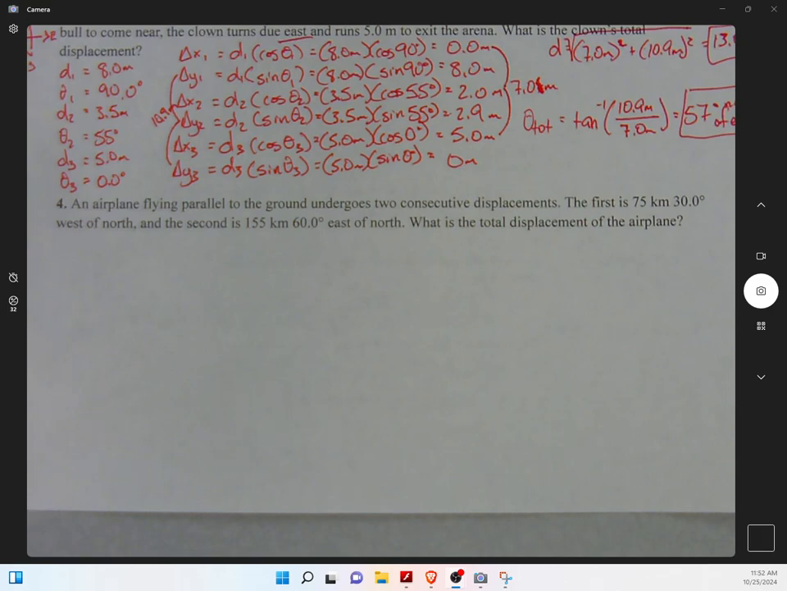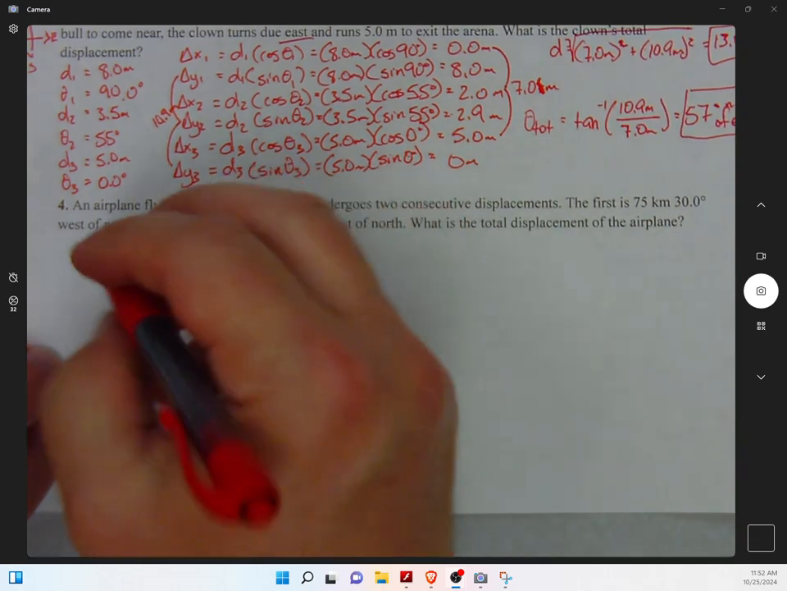So number 4, an airplane flying parallel to the ground undergoes 2 consecutive displacements. The first is 75 kilometers 30 degrees west of north, and the second is 155 kilometers 60 degrees east of north. What is the total displacement of the plane?